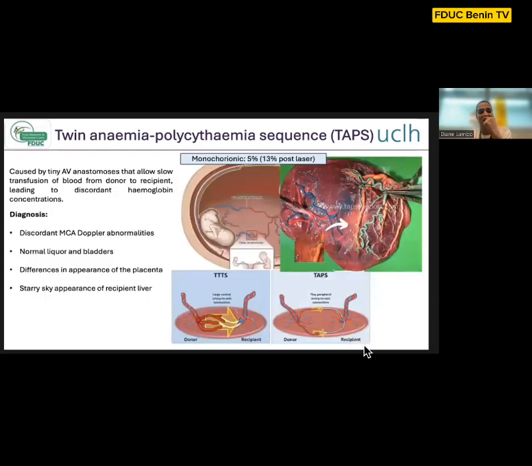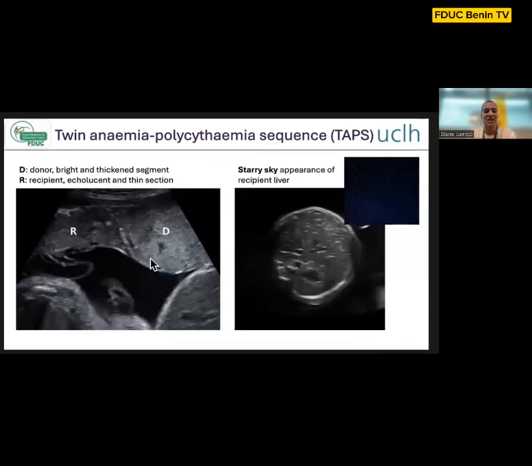Other ways to identify TAPS: obviously you have this MCA abnormality, but you've got normal liquor, and you've got normal bladders in both twins. And you can also look for differences in the appearance of the placenta, which you can see here. So the donor twin, so this is the anemic twin, has a really bright, echogenic placenta. It's very thick, whereas the recipient twin, so this is your polycythemic twin, has a very thin and much more echolucent placenta.